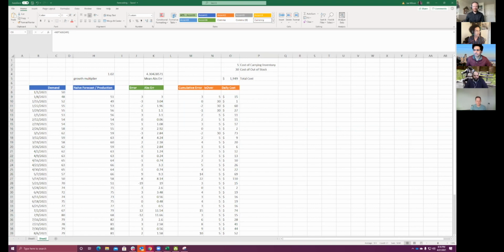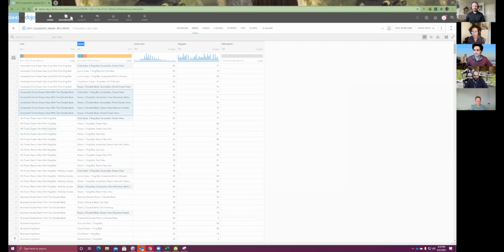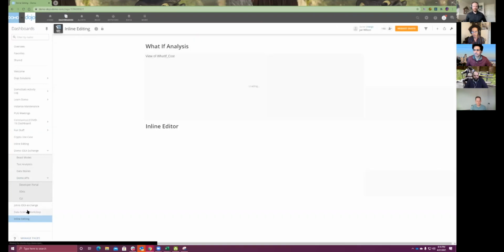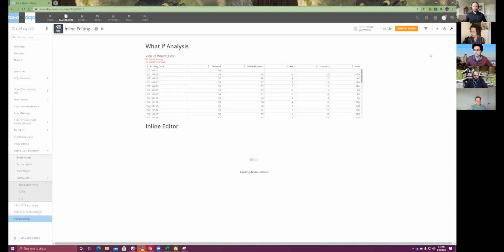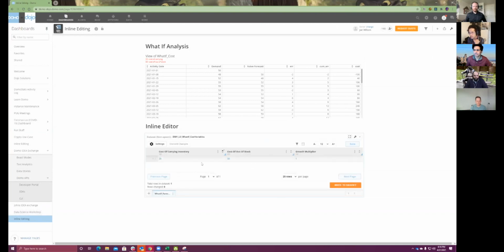I think having a really cool, powerful data model built into Domo is wicked, but the ability to do a little what-if analysis, please Domo, please work, please work.